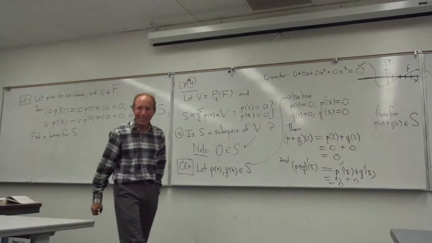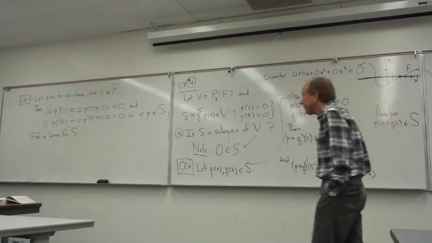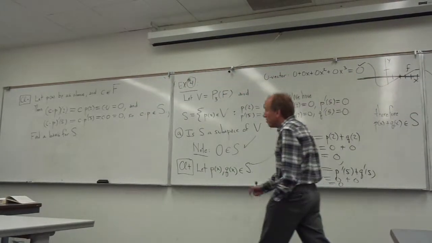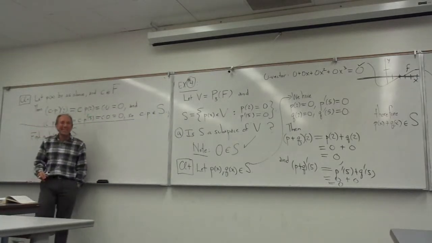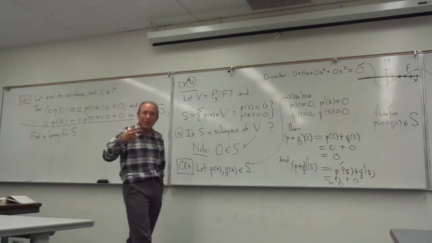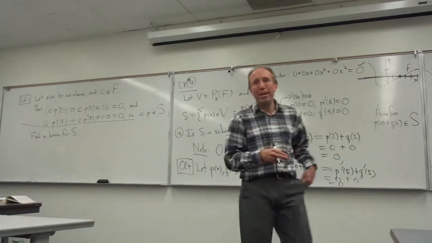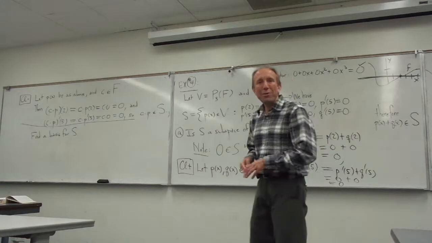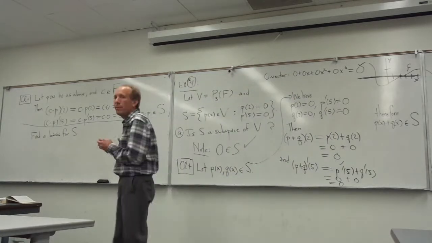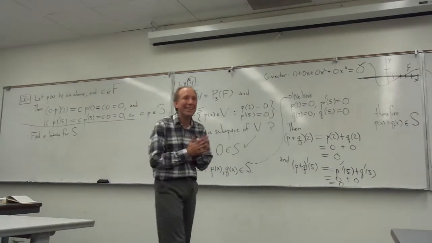This is the fun part. I couldn't ask you to do that until I knew that I had something that was a subspace. So I'm showing the subspace part first, and now we're going to find a basis for it. So I need some help from you guys on how am I going to do that?